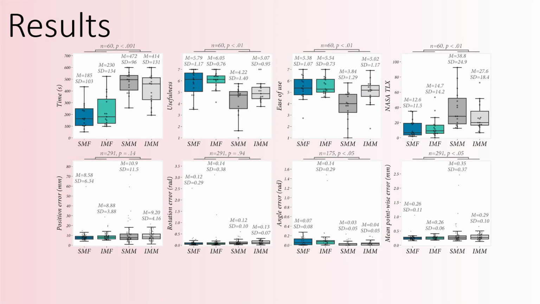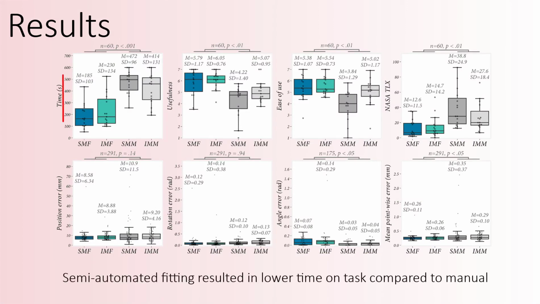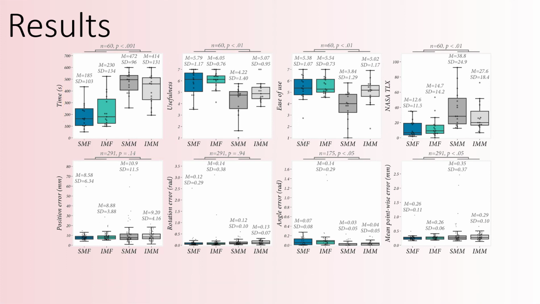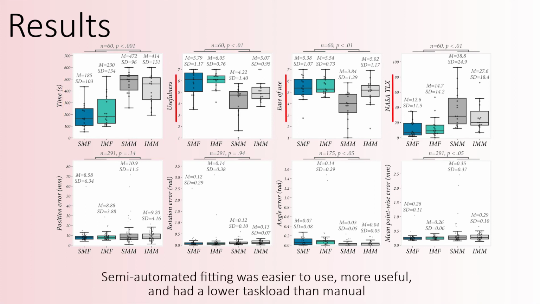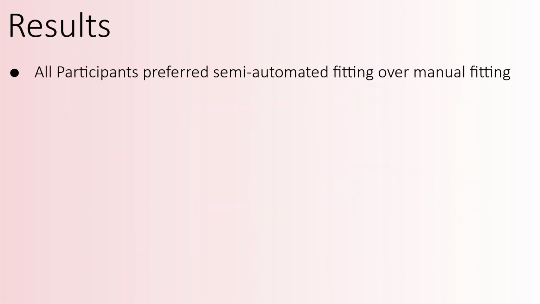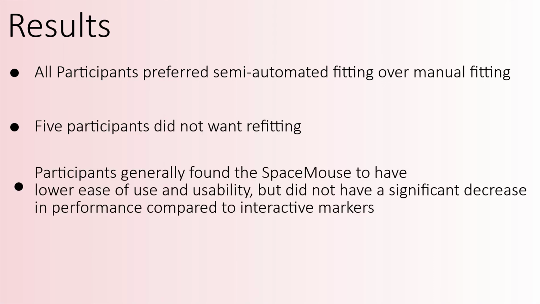Our study results showed that the semi-automated fitting resulted in a lower time on task compared to manual fitting. Our study also showed that the semi-automated method was easier to use, more useful, and had a lower task load compared to manual fitting. We also found that while all participants preferred the semi-automated fitting, not all participants preferred the refitting. Participants generally found the space mouse to have a lower ease of use and usability, but did not have a significant decrease in performance compared to interactive markers.